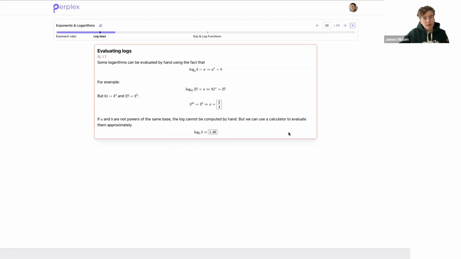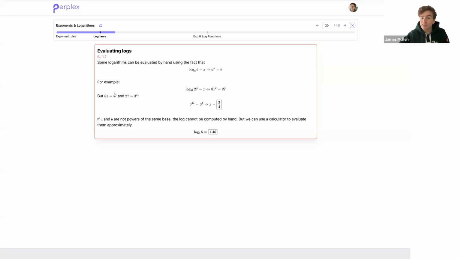So some tricks for evaluating logs. Since log base a of b being equal to x means that a to the x is equal to b, then if I know the powers of some shared base, I can usually evaluate a log without using a calculator. So if I have log base 81 of 27 is equal to x, that means that 81 to the x is equal to 27, right? That's what we know from the definition of the log.